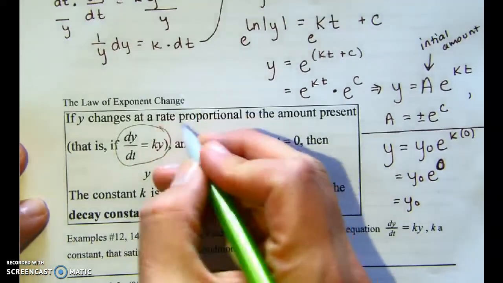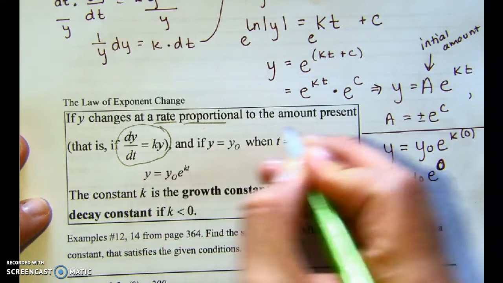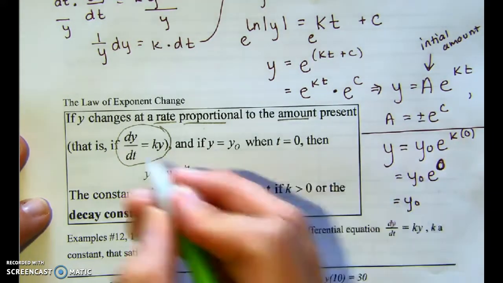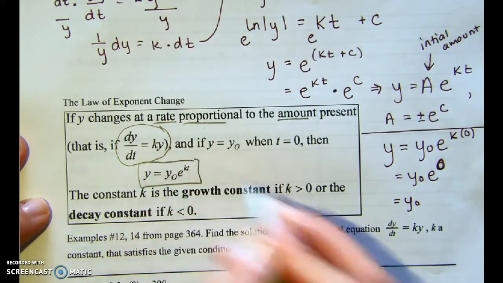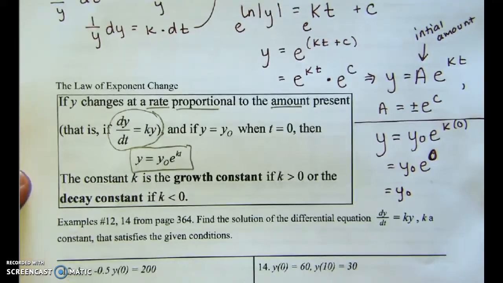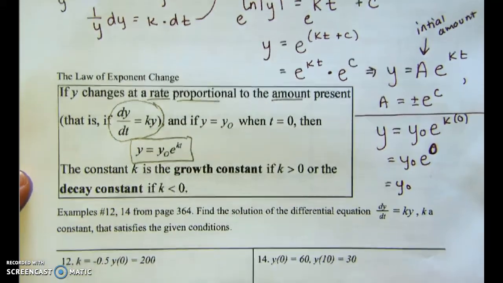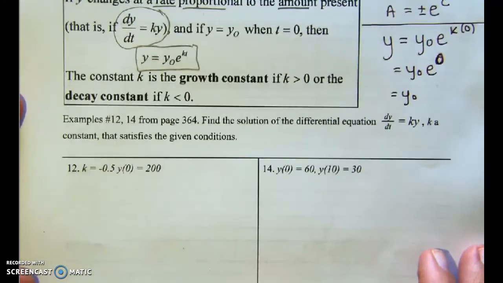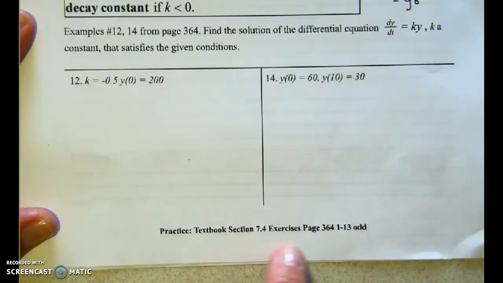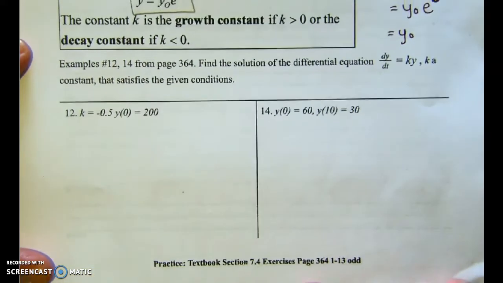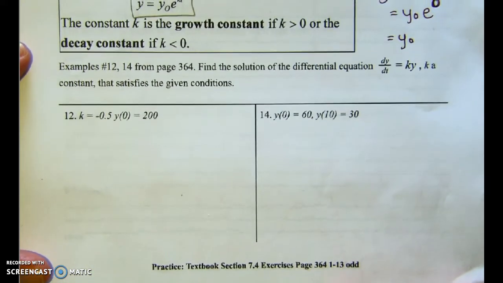So if you see the words rate proportional to the amount, then you know this, and then we know this. It's already done. It's solved for y for us. That's the goal. It's like a shortcut. And we're going to practice this. We're going to do some examples here. You have a real quick homework here, and then we'll practice some more in class with a little activity.